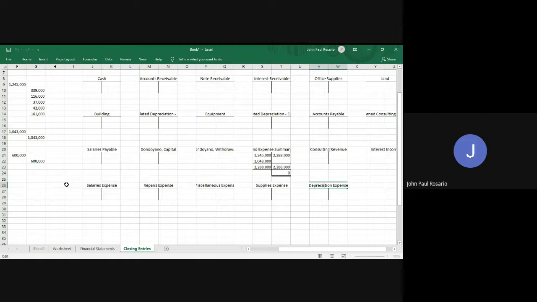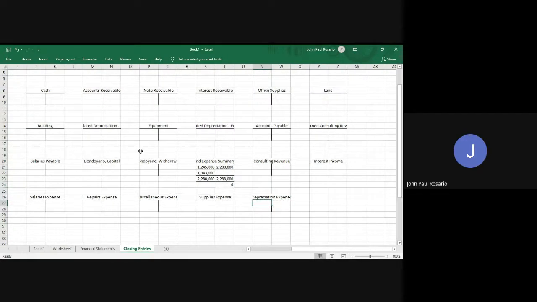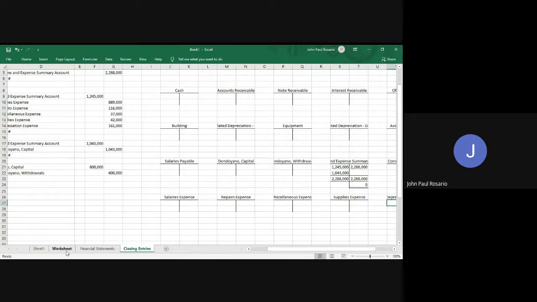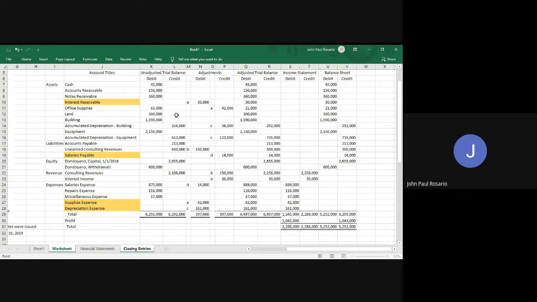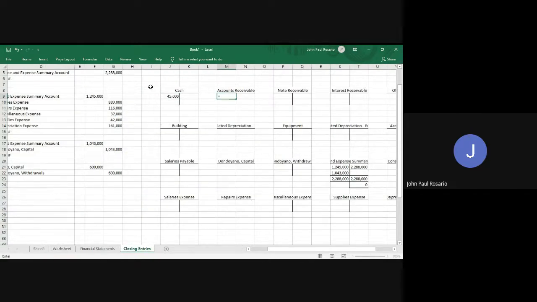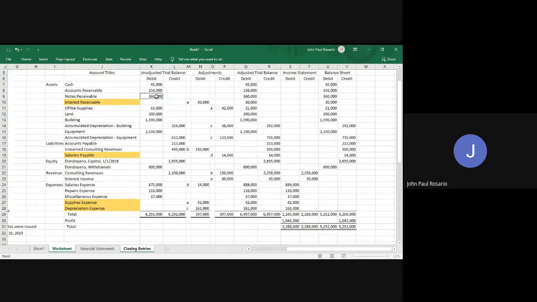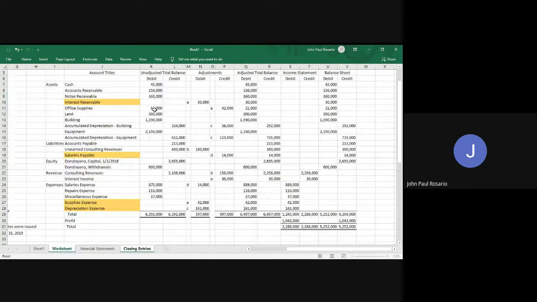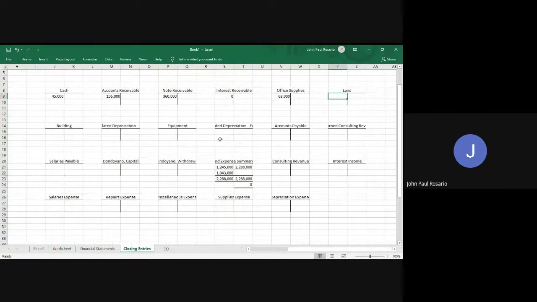So the posting is the same as yours, guys. I only copied and put the key accounts for each account, which are in our worksheet. Okay? So for cash, there is a debit of, let's start with the unadjusted, 45. Accounts receivable, there is a debit of 156. Notes receivable, a debit of 360. Interest receivable, a debit of none, 0. Office supplies, debit of 63. Land, debit of 300. Building.